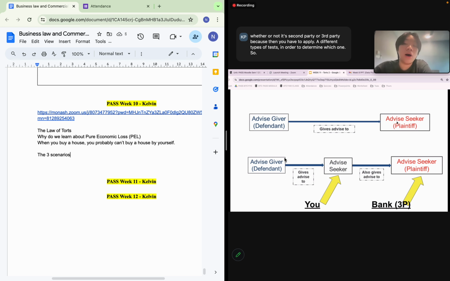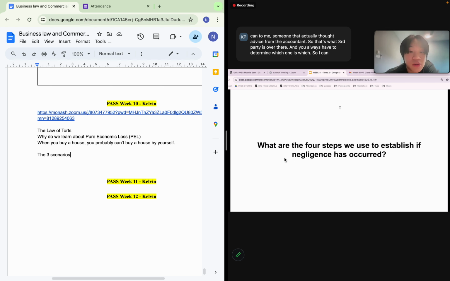So for a third party, the question then becomes, does the accountant owe a duty of care to the bank? That's what third party is. And second party is, does the accountant owe a duty of care to me, someone that actually sought advice from the accountant? So that's what second party is over there. And you always have to determine which one is which.